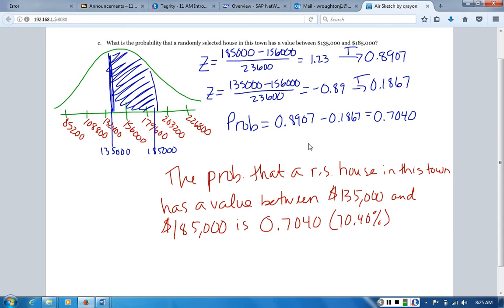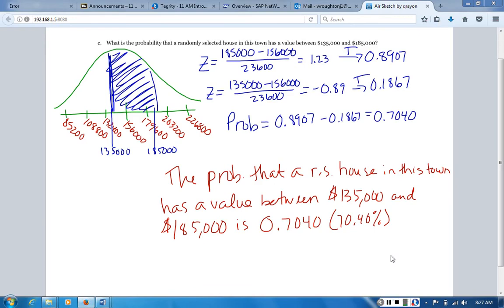So that's some good practice of what we were doing in the last video. And hopefully those make sense. So you got to see another example of one that was shaded left, another example of one that was shaded right, and another example of where it was shaded between. So now that does probably make good sense.